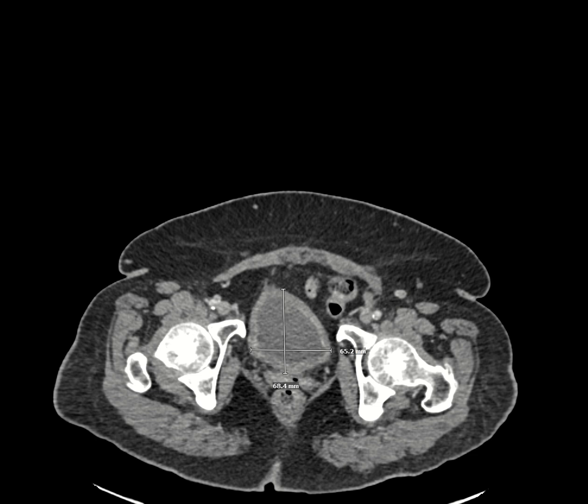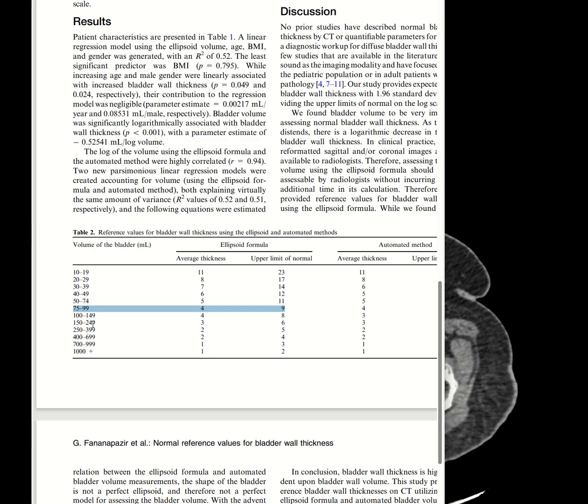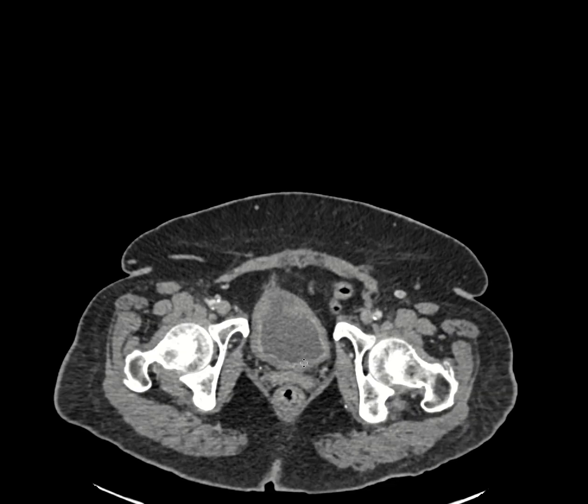Now, if the bladder volume was much more distended, you can see that 7 millimeters in thickness is abnormal. It's more than 2 standard deviations when you get into the 150 to 249 milliliter volume of the bladder. But in this particular case here, this should be read as normal.